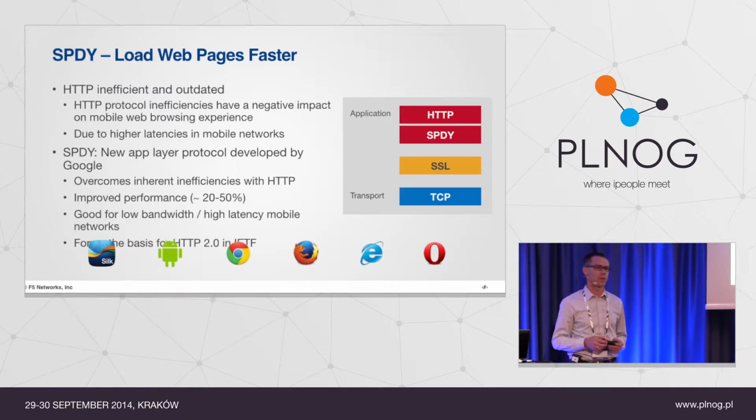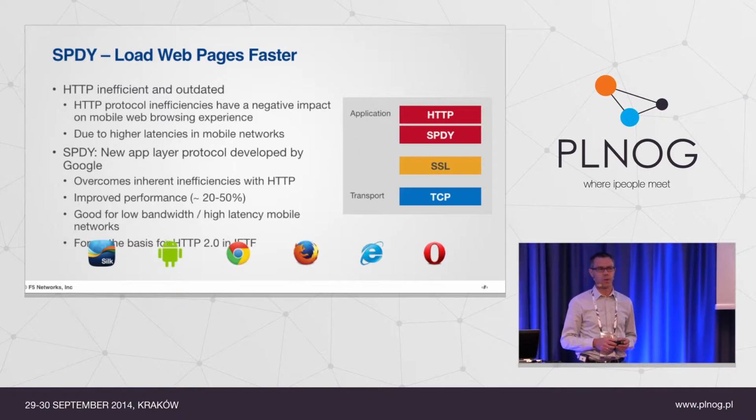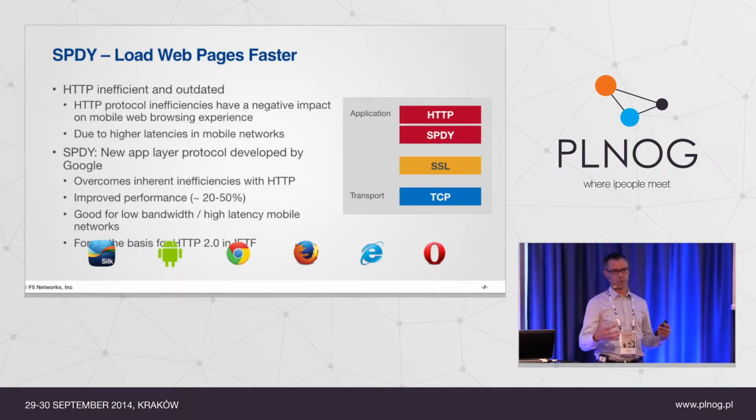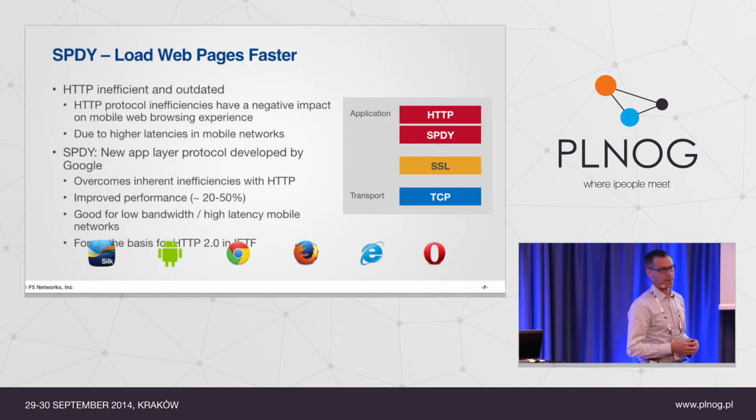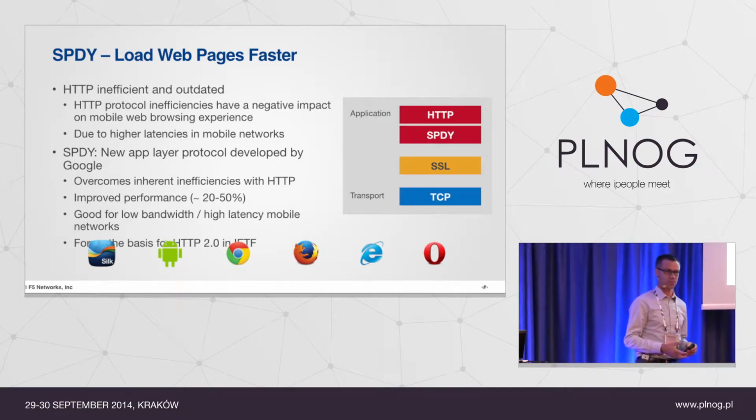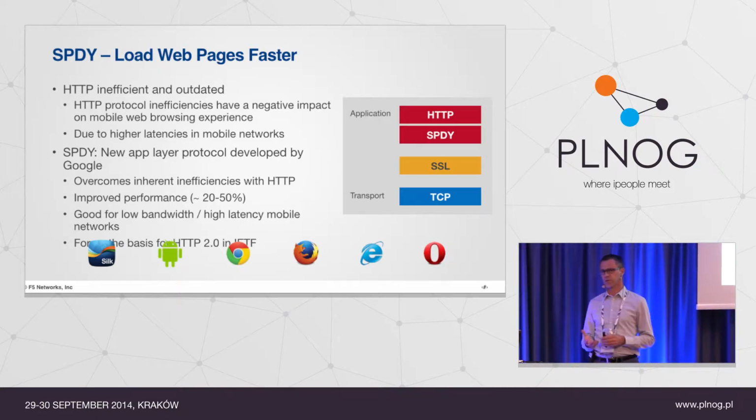So HTTP is a very old protocol, and because a mobile network has relatively large latency compared to fixed networks, HTTP is quite inefficient. Browsers try to get around that by opening multiple TCP connections in parallel so that you can have multiple HTTP requests running in parallel as well.